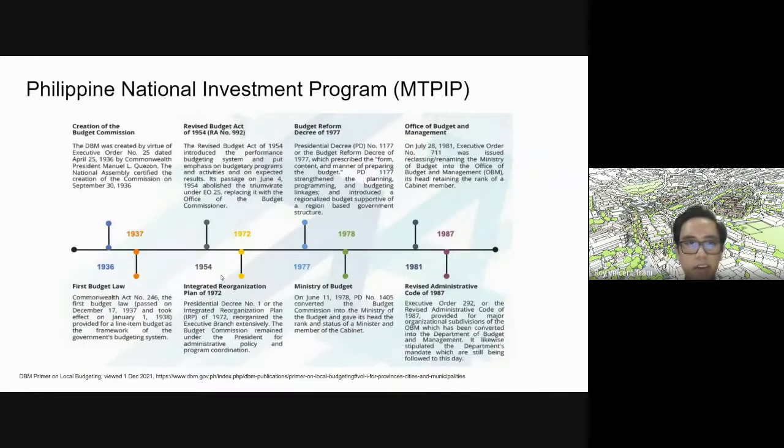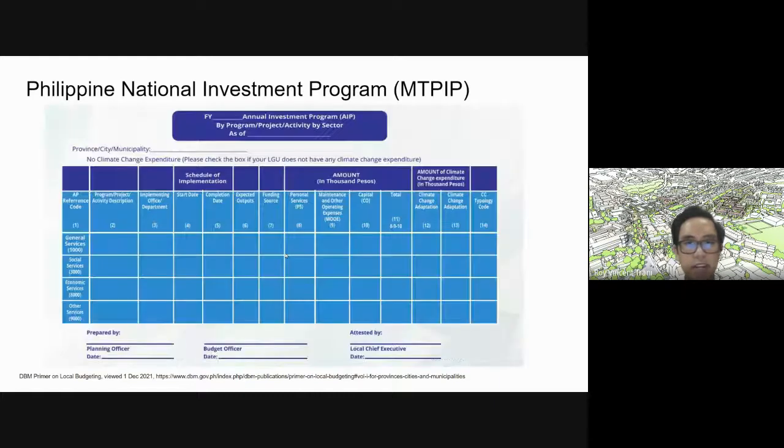Okay, and just a quick background on the Bureau of Budget and Management, it was established around the 1930s and has been around since then. And hopefully they'll continue practicing properly.